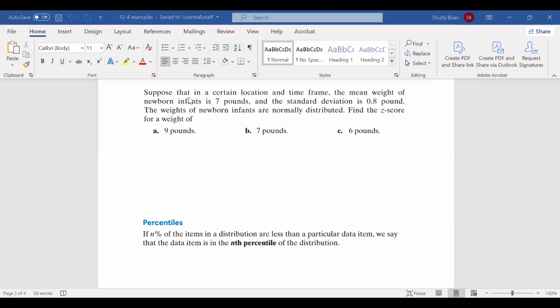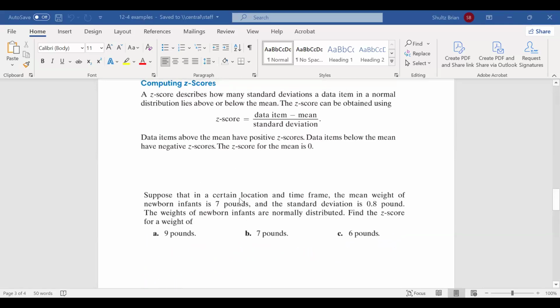Sorry about that. But back to our examples here. Suppose that in a certain location and time frame, the mean weight of a newborn infant is 7 pounds and the standard deviation is 0.8 pounds. The weights of newborn infants are normally distributed. Find the z-score for a weight of 9 pounds. So to find the z-score, remember, it's the data item minus the mean divided by the standard deviation.